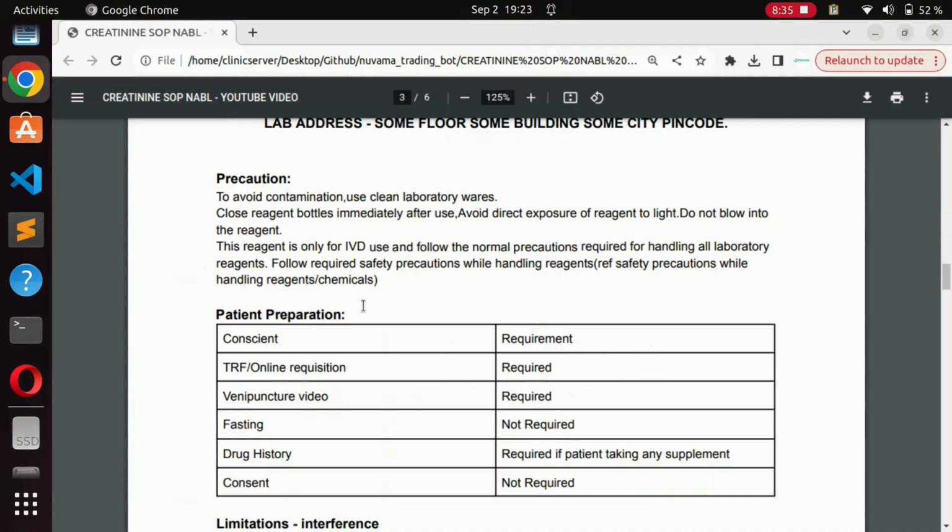After that, there has to be a TRF or a requisition form or an online requisition before doing this test. The patient should be shown the video about how his blood sample will be collected. This is something specific to this lab. It is not always mentioned. The patient should not be fasting. There is no requirement for fasting.